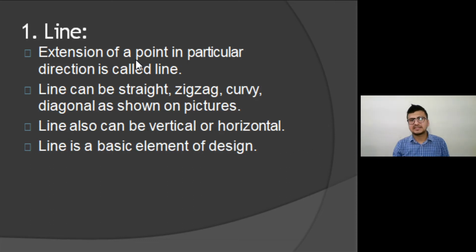First is line. Extension of a point in a particular direction is called a line. See, extension in a particular direction, that can be north, south, east, or west, anywhere. So extending a point is a line. A line can be straight, it can be a zigzag, it can be a curve or diagonal, whatever is shown in a picture. A line can also be vertical, and it can be horizontal. Line is the basic element of design. Sometimes we use borders, and that can also be a line.